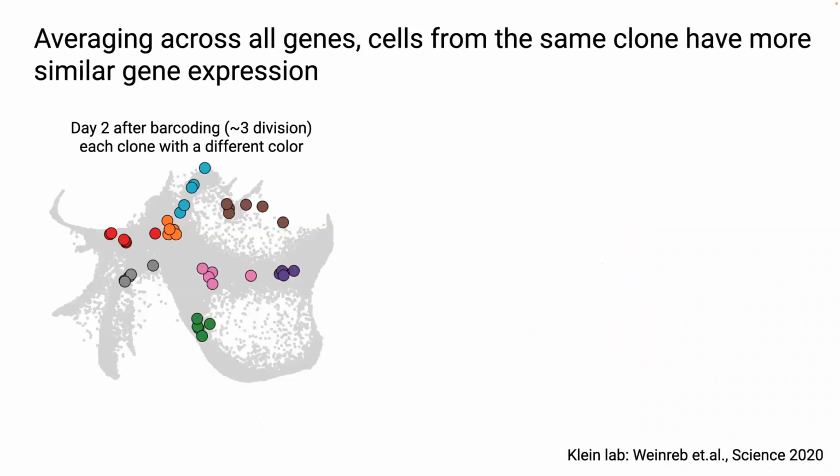This is again my postdoc lab's study. Here they barcode cells on day 0, and by day 2, the cells from the same clone have already divided 3 times. Now each color is a different clone, and you can see very visually that each clone has a distinct color. Each clone has very similar transcriptomic states. This is the evidence of memory: cells coming from the same founder cell have much more similar transcriptomic memory than two different clones.